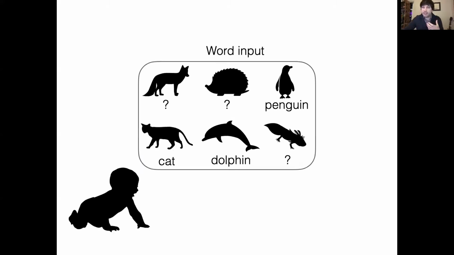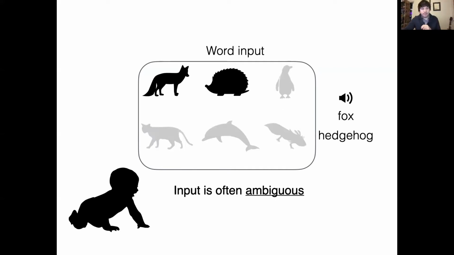One of the things that makes learning words hard for kids is that they'll often encounter learning situations in which they have limited or incomplete information about word meanings. I'm going to focus on two examples. For one, the input at any given learning moment is often ambiguous. For example, in this case, it's not obvious whether the word fox refers to the pointy-eared dog-like creature or the spiky mouse-like creature.